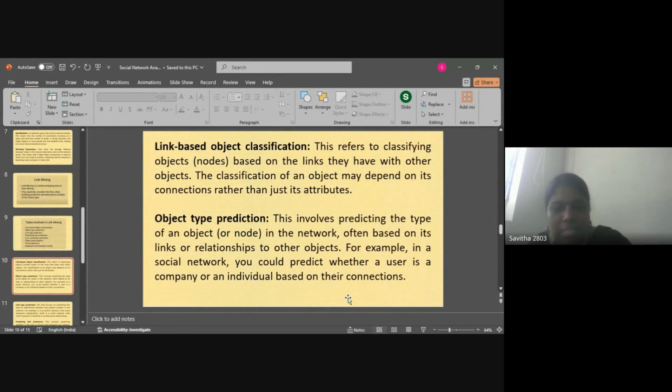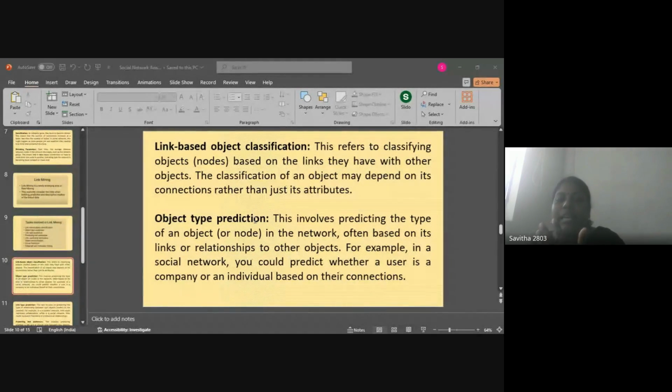The first one is link based object classification. This refers to how we can classify an object or node. It could be a web page or a person, classified based on the links it has. That means the object we need to classify is classified based on the links it has. That is the concept called link based object classification.